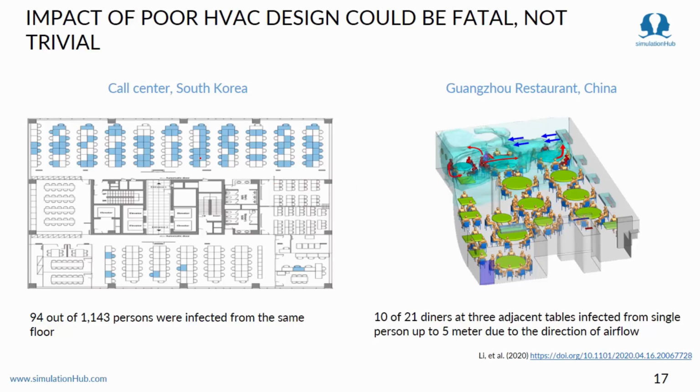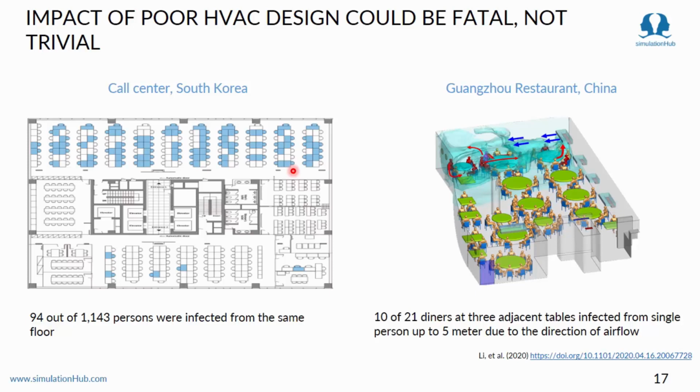One is from a call center in South Korea, where 97 people got infected with SARS-CoV-2, of whom 94 were working on the same floor. As seen from the study, this could be caused by the overcrowding of occupants in the space and poor recirculation of centralized ventilation systems.